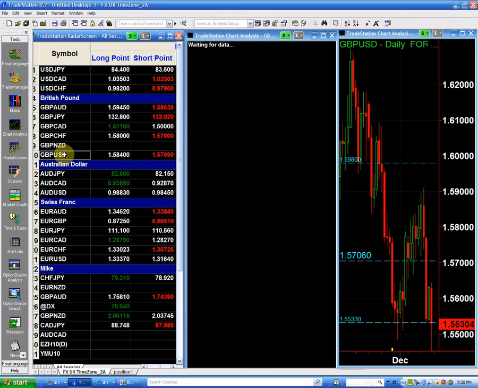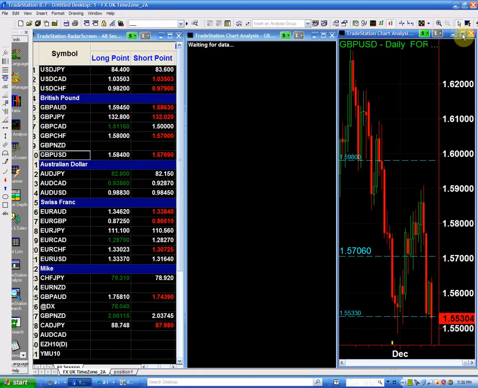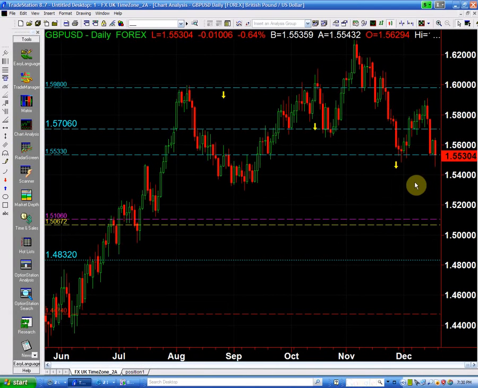Let's take the cable. Now you guys see, and for our guests, if you look here, these light blue lines, as I said, are our structure points. And usually when the price breaks a structure point, it travels to the next structural point.